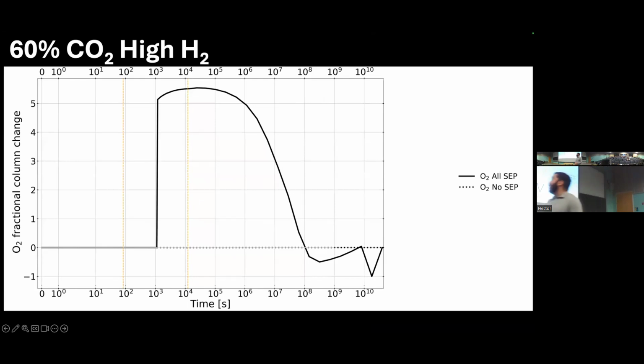There we go. Okay. So in here, these are the results. What I'm showing here is a 60% CO2 atmosphere with high hydrogen. On the y-axis is the fractional change of oxygen. And instead of seeing oxygen being destroyed, what we're seeing is 5 times the oxygen levels from before the flare being created. This black line, the solid line, is all the SEPs added.